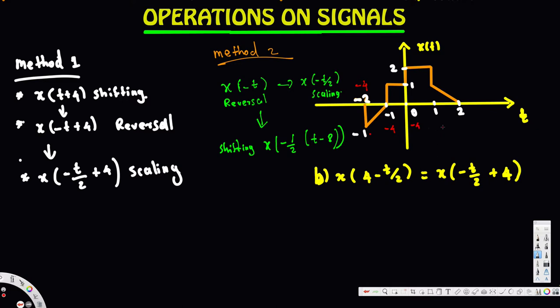So this is going to become negative 6. Here we will have negative 5. This is going to be negative 4, negative 3, negative 2. So this is going to be the new graph. Okay, let's go ahead and draw that graph. So our graph is going to look something like this.